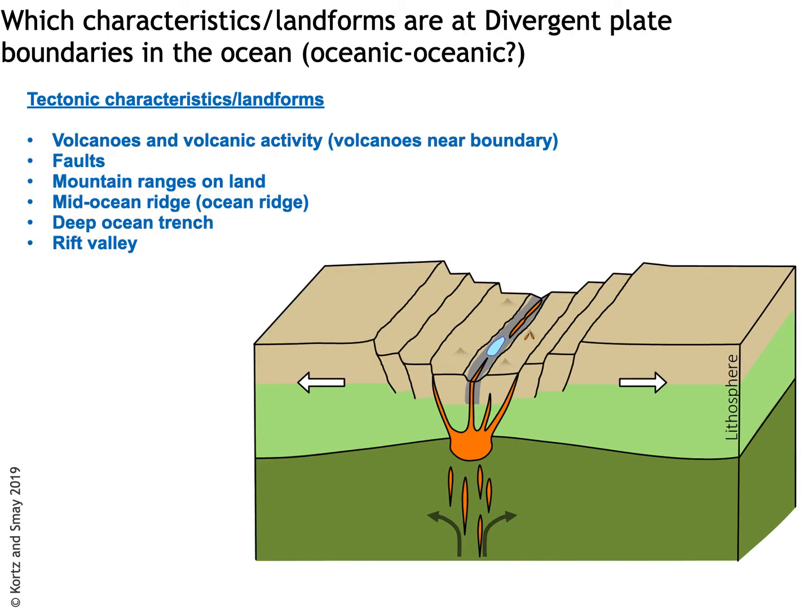So we got an idea of what processes are occurring. How does this relate to features? We do get volcanoes near the boundary. I'm trying to point them out here. They're very tiny in this picture. And that counts as volcanic activity. We do get faults. It's basically these diagonal lines as the crust breaks apart and the lithosphere breaks apart. We do not get mountain ranges on land. Again, we don't get a mid-ocean ridge. We get the rift valley instead. We don't get a deep ocean trench.